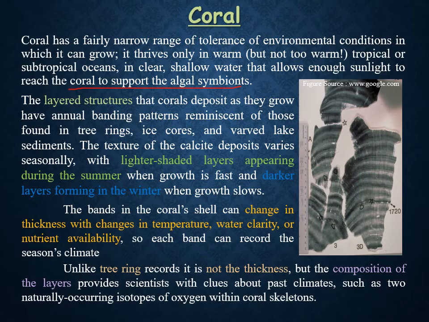Corals also prefer clear water. They are not found in turbid water, so the turbidity condition of the water is also estimated with the presence of coral. Apart from that, as corals grow, they form skeletons by making calcium carbonate from the ocean waters. Now, the density of these calcium carbonate skeletons changes with temperature, light, and nutrient conditions.